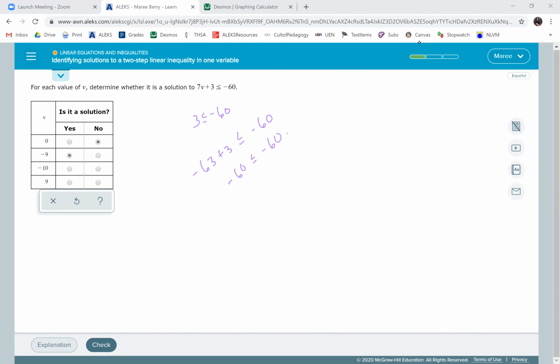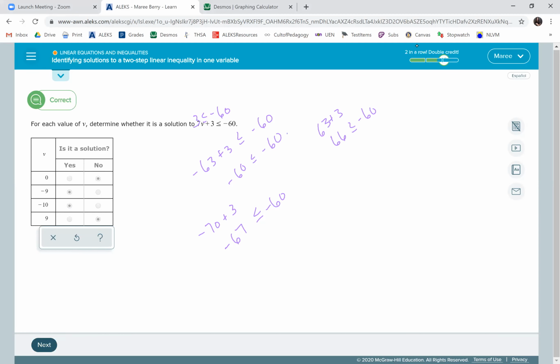Okay, what about -10? So we have -10 times 7 is -70 plus 3 is -67. Is that less than or equal to -60? It is. Yes, it is. So we'll put yes. And then 9, my guess is going to be no, because 9 is so much bigger, but let's try it. 7 times 9, 63, plus 3 is 66. That's definitely not less than a negative number. So it's no, which was what I predicted. Okay, that's the end of the lesson.